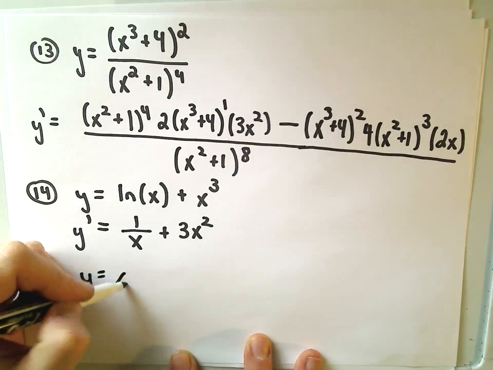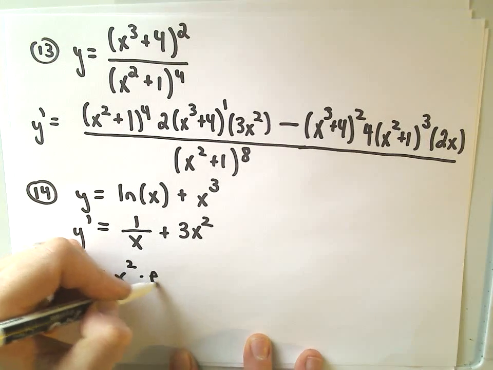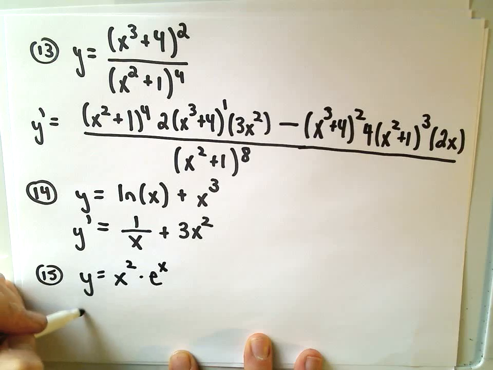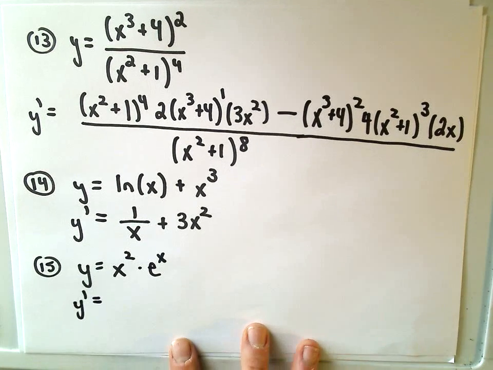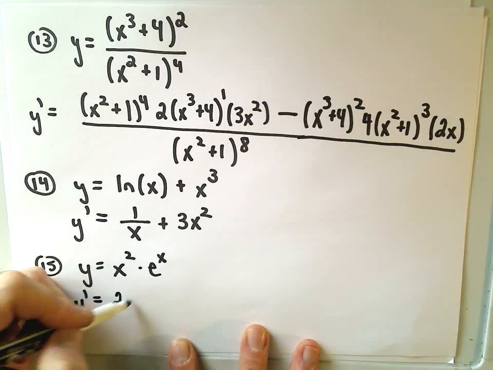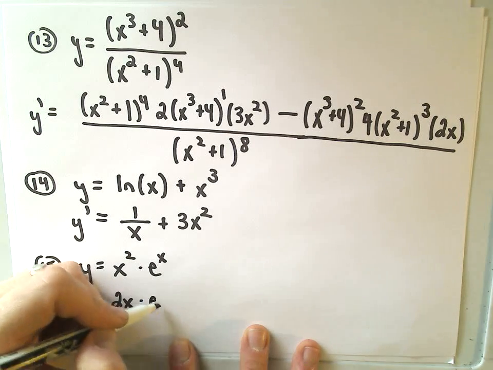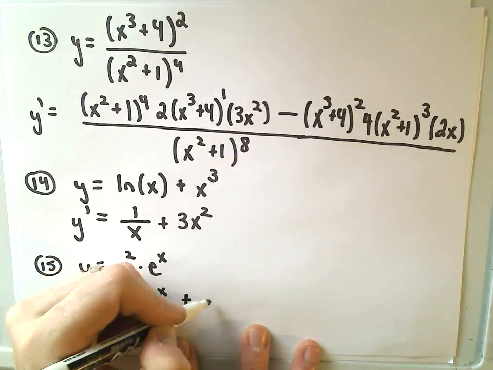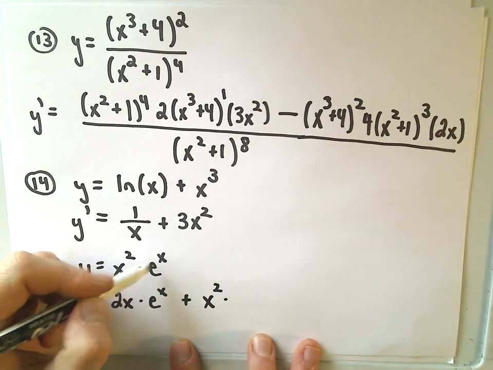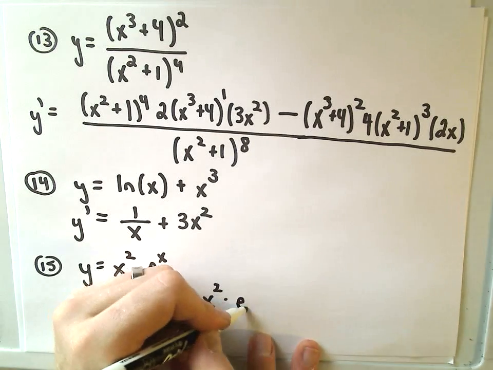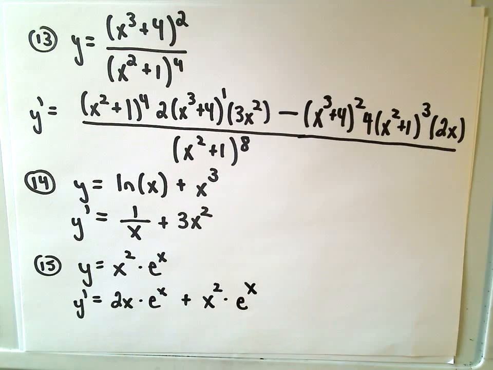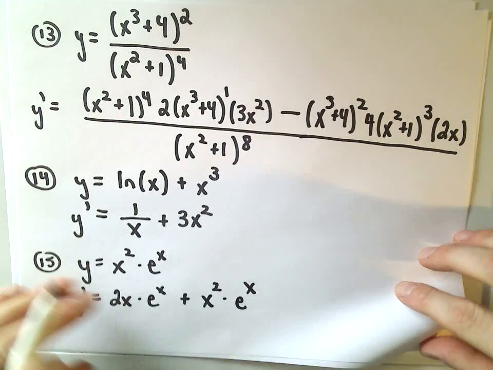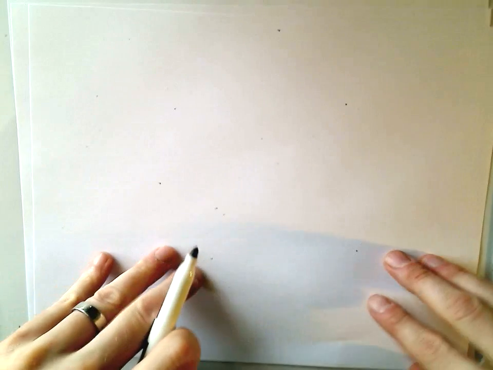15 was x squared times e to the x. So again, here we're just going to have to use the product rule. So the derivative of x squared is 2x. We can leave the e to the x alone, plus now we'll leave the x squared alone, and the derivative of e to the x is just e to the x. So again, we have our derivative. Alright, number 16 here.